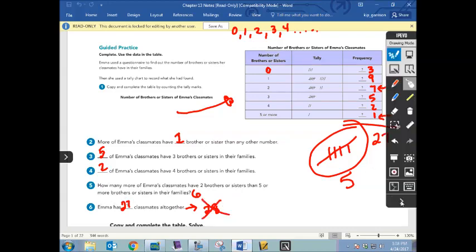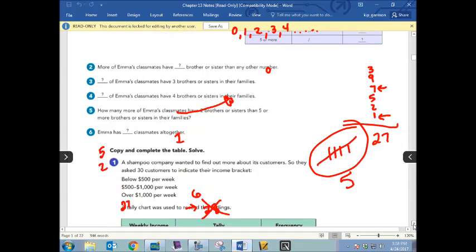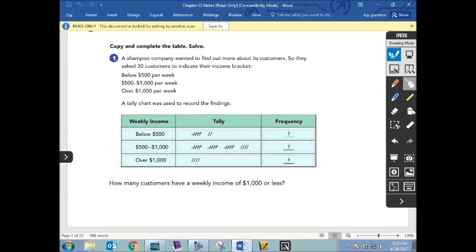Regardless, once again, seems very, very easy, I'm sure, to all of you right now. We can look at this one real quick here. We won't go too much farther, but a shampoo company wanted to find out more about its customers, so they asked 30 customers to indicate their income bracket. Did the customers make below $500 per week, between $500 and $1,000 per week, or over $1,000? This is what the company found out: 5, 6, 7 people made below $500, 5, 10, 15, 19 people made between $500 and $1,000 per week, and only 4 people made over $1,000 per week.